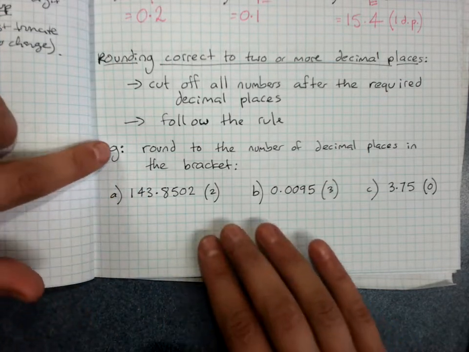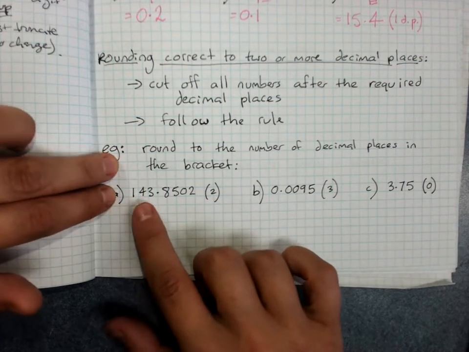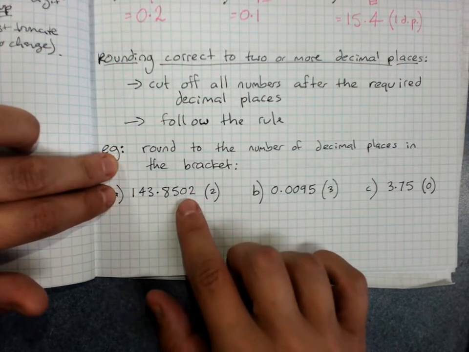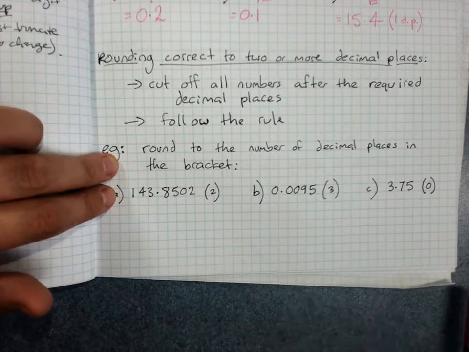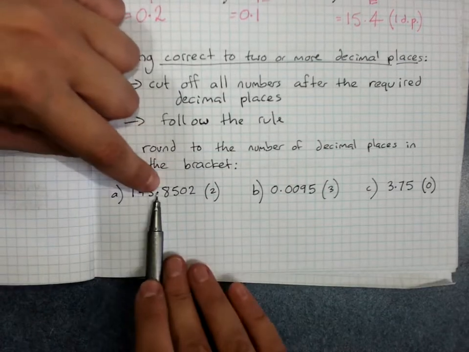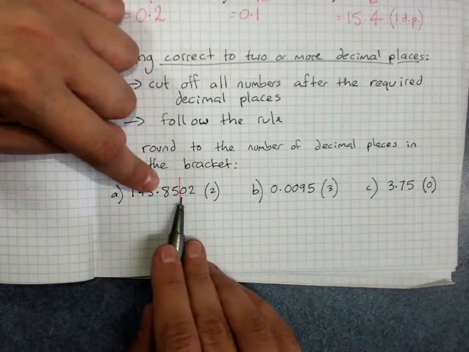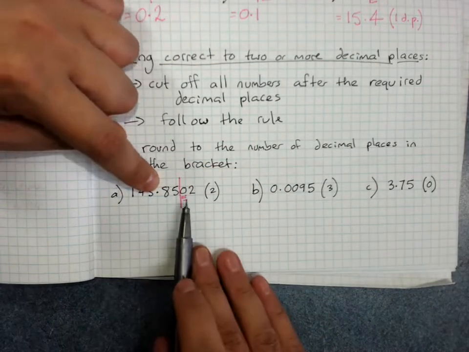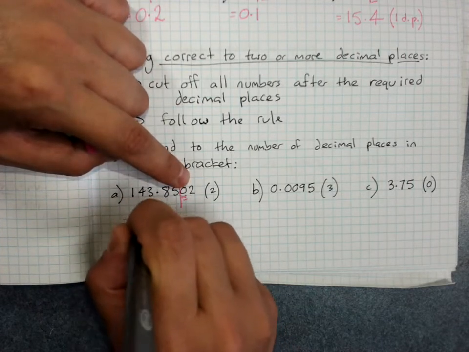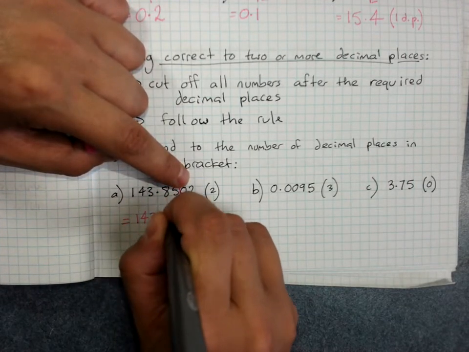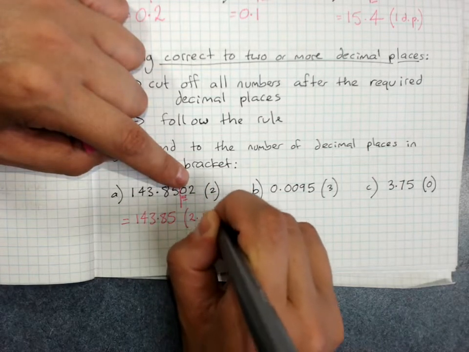So this question says, round to the number of decimal places in the bracket. So here I've got 143.8502, and they want it to 2 decimal places. So that says, go to the decimal point and keep 2 numbers after it. Look at the first digit we cut off, the critical digit. Is it 5 or more? No. So we just truncate. 143.85, and in brackets we say 2 decimal places.